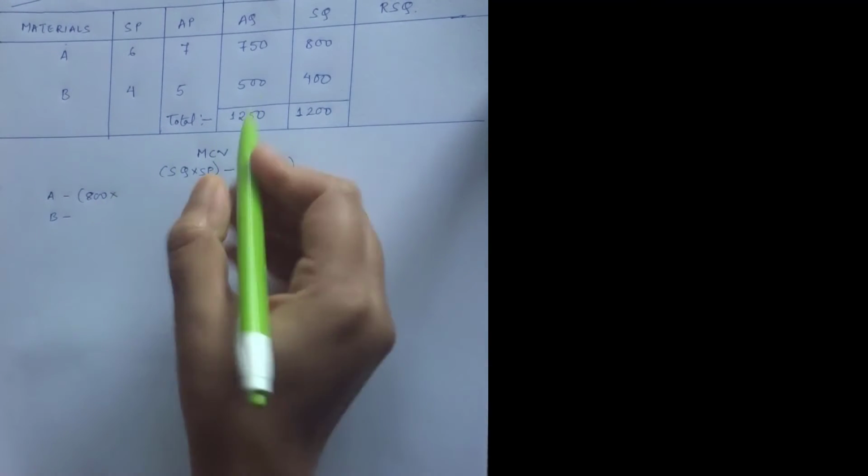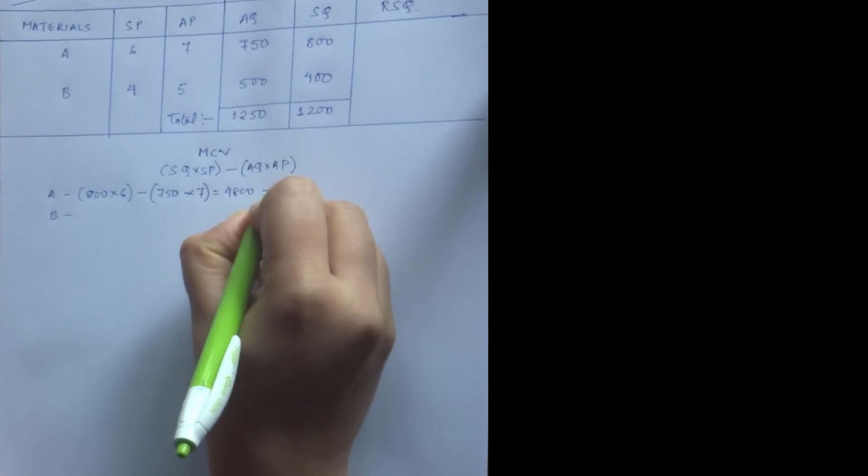Standard quantity for A is how much? Quantity means the quantity column, you have to say 800. So 800 into standard price. Standard price is here 6. Then minus actual quantity and actual price. Actual quantity is 750 into actual price. Actual price is 7 rupees. When we multiply, 800 into 6 we are getting 4800, then minus 750 into 7, we are getting 5250.